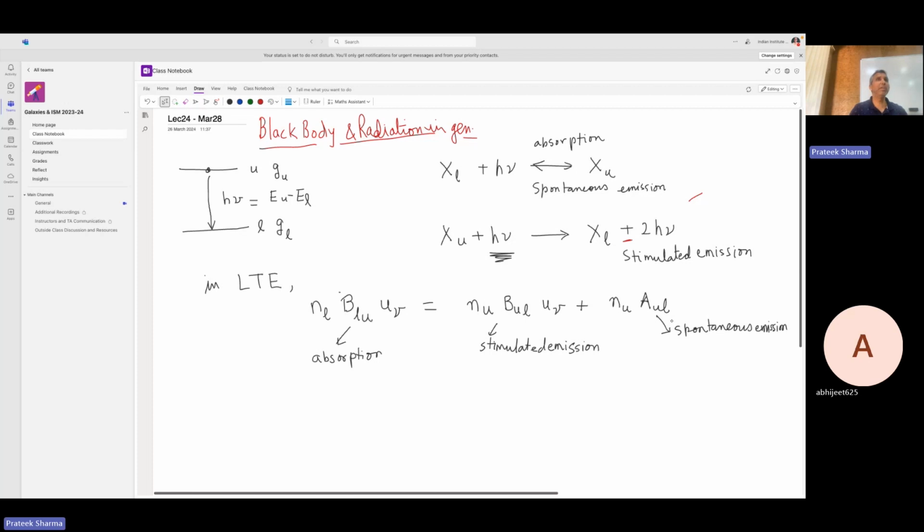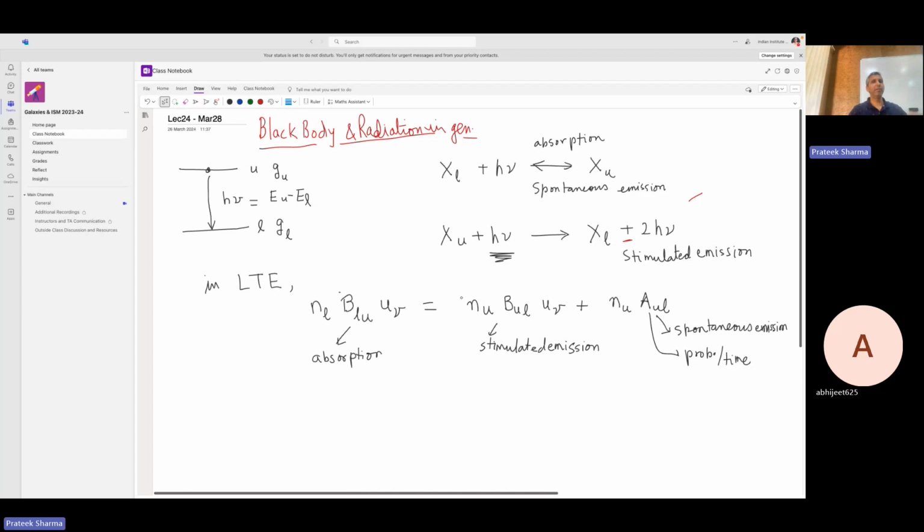And the unit of A is basically probability per unit time. So what is the probability that an electron in an excited state spontaneously decays to a ground state, producing a photon of energy h nu? What is the probability per unit time? So if you wait for longer, you'll have more spontaneous emission. More photons will go to the ground state.